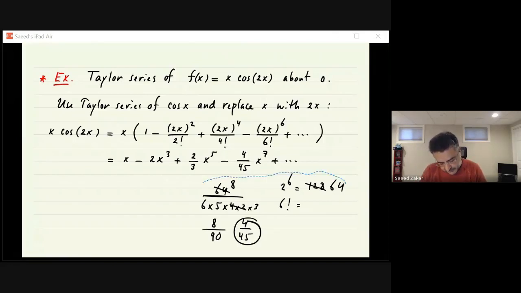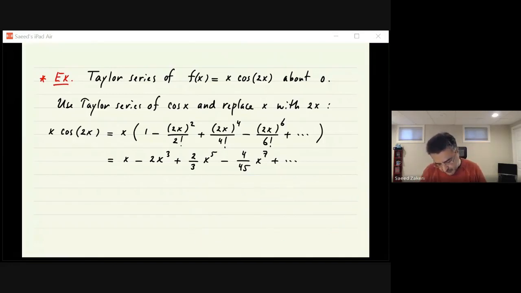So those are the first few terms in my power series. Double check this. I did it very quickly, but whatever it is, 2 to the 6 divided by 6 factorial. I think that's correct, but we have to double check this.